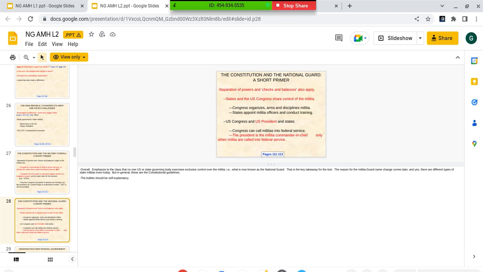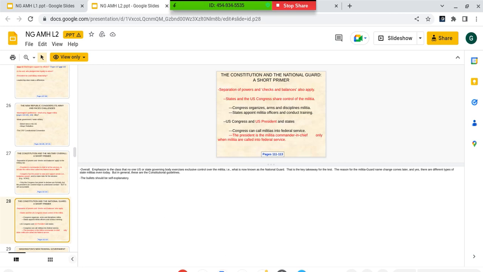Separation of powers and checks and balances applies here. States and the U.S. Congress both share control of the militia. Specifically, Congress organizes, arms, and disciplines the militia, whereas states are able to appoint the officers of the militia, and states are the ones that actually conduct the training.